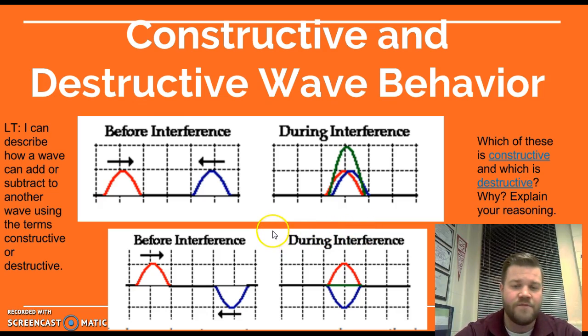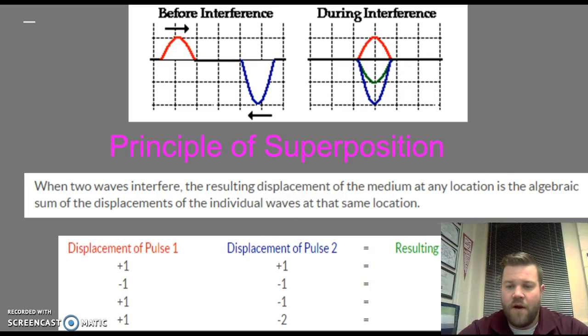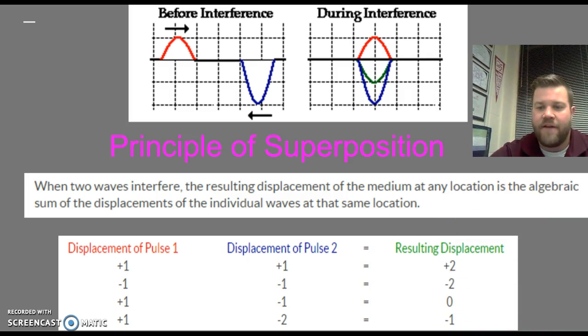So let's move forward. One of the key ideas is the principle of superposition. I'm going to move my face out of the way so you can see this. Basically, the thought process behind the principle of superposition is that when two waves interfere, the resulting displacement of the medium, so what happens when they interfere at any location, is the sum of the displacements at that spot.